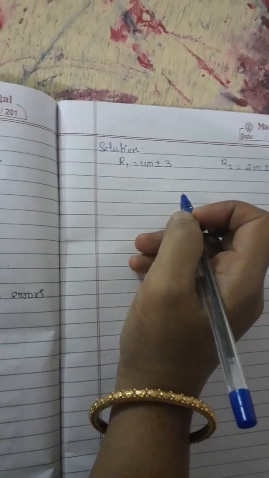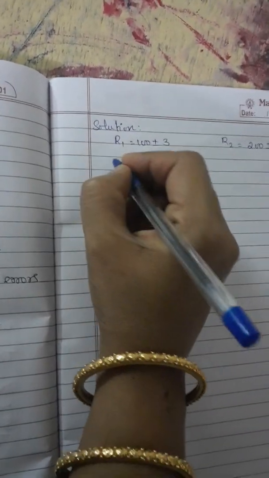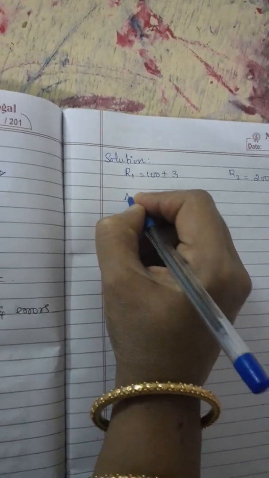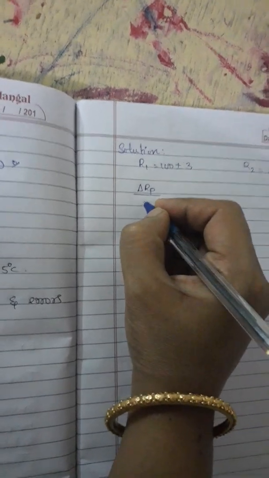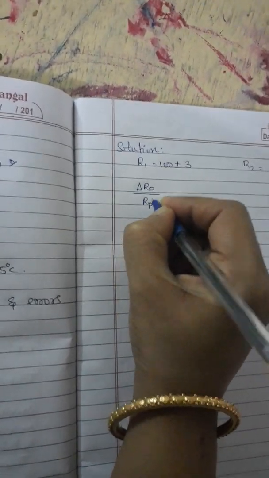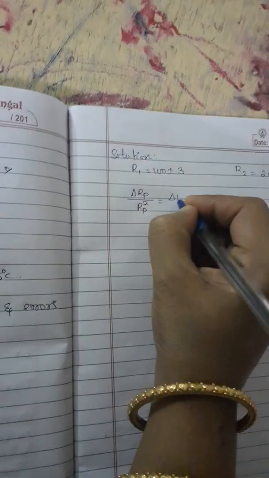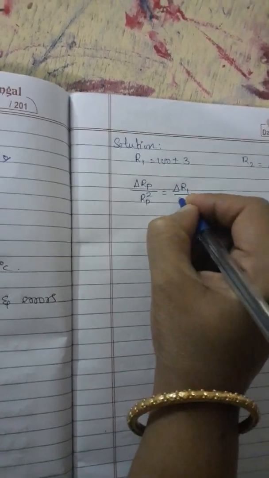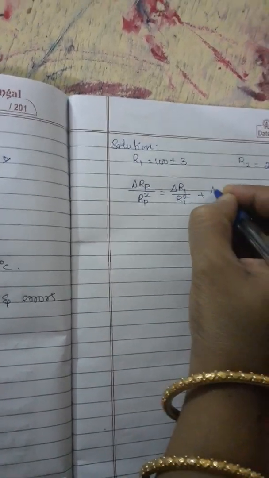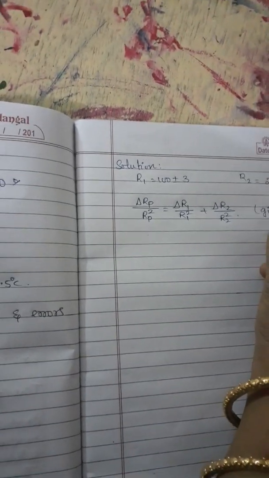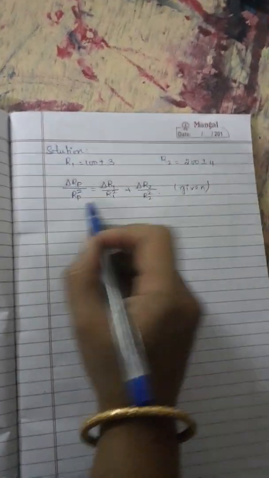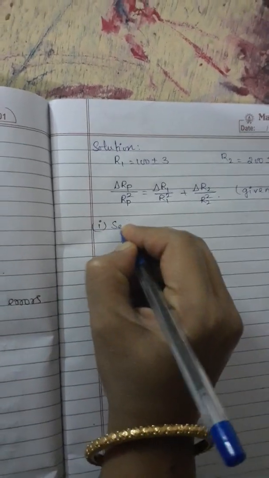They have specifically given one relation: delta RP, that is, the effective resistance in parallel, divided by RP square is equal to delta R1 divided by R1 square plus delta R2 divided by R2 square. This is given, so they are asking us to use this relation. First, we will consider the first case, that they are connected in series.